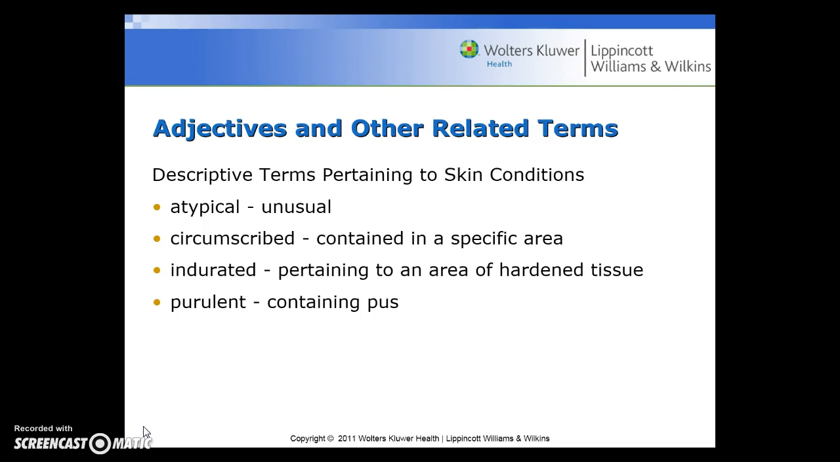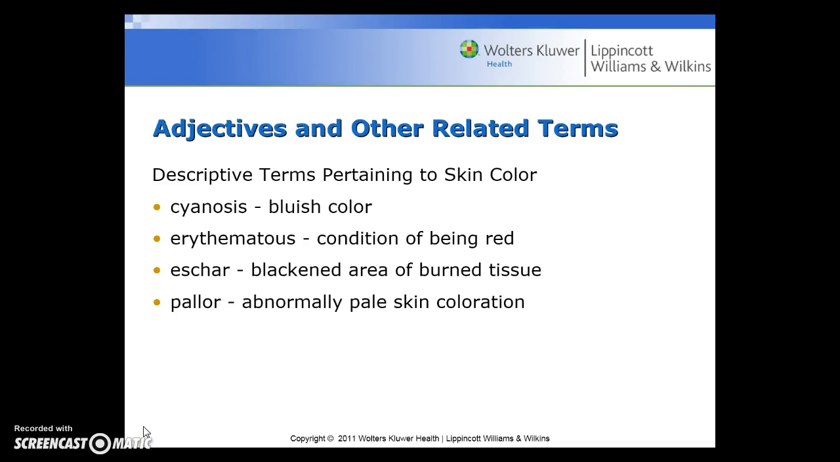And adjectives and other related terms include descriptive terms pertaining to skin conditions. We're going to talk a lot about those. Atypical means unusual, circumscribed, contained in a specific area, indurated, pertaining to an area of hardened tissue, and purulent, containing pus. Cyanosis, bluish color.